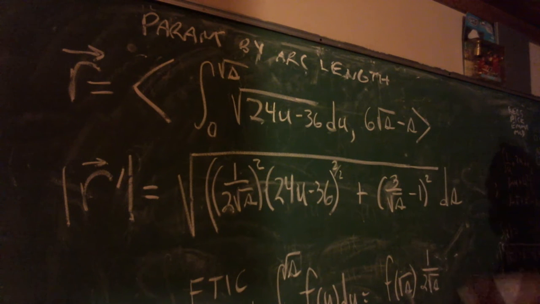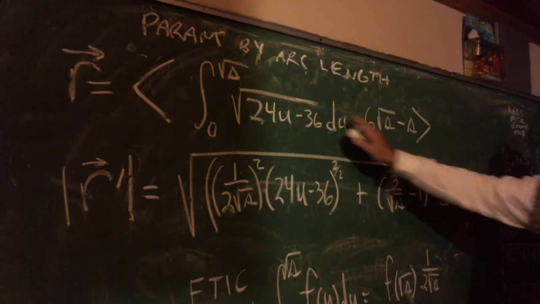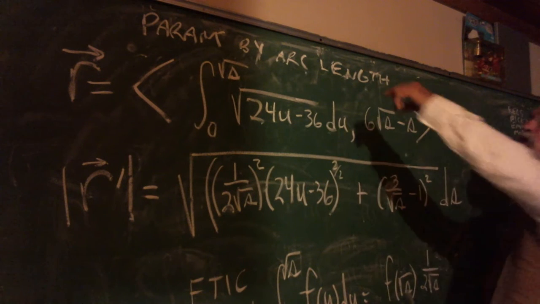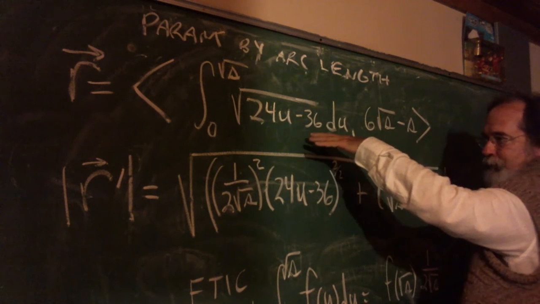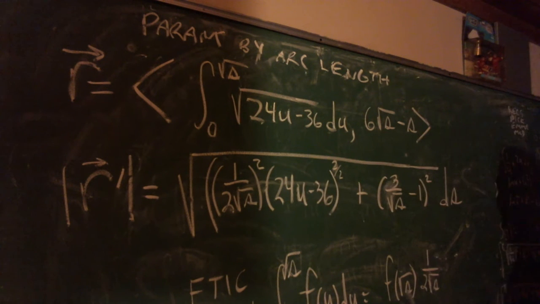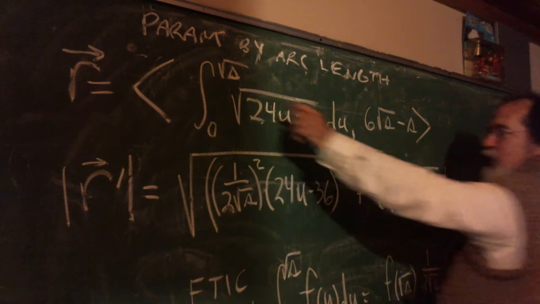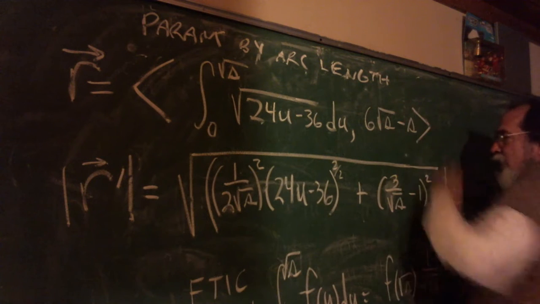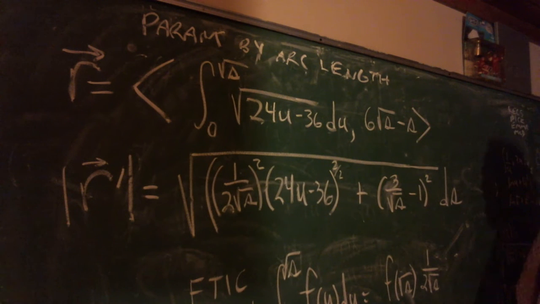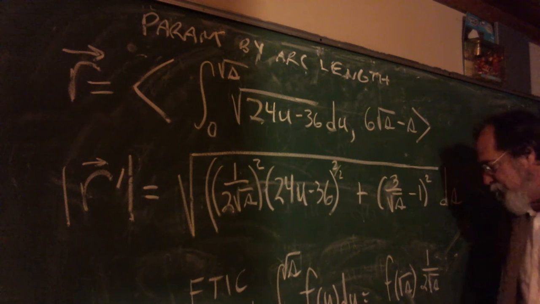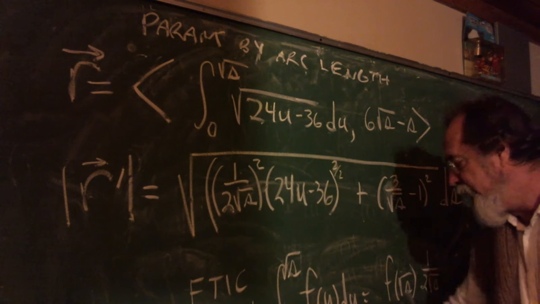So this is a function of s, and this, believe it or not, is a function of s. If you were to do this integral and evaluate it, it would be a function of s. S would be the variable. But it's written like this because when we find r prime, you have to take the derivative of each coordinate function. So the derivative of the first coordinate function, I want to recall something from fundamental theorem of integral calculus.